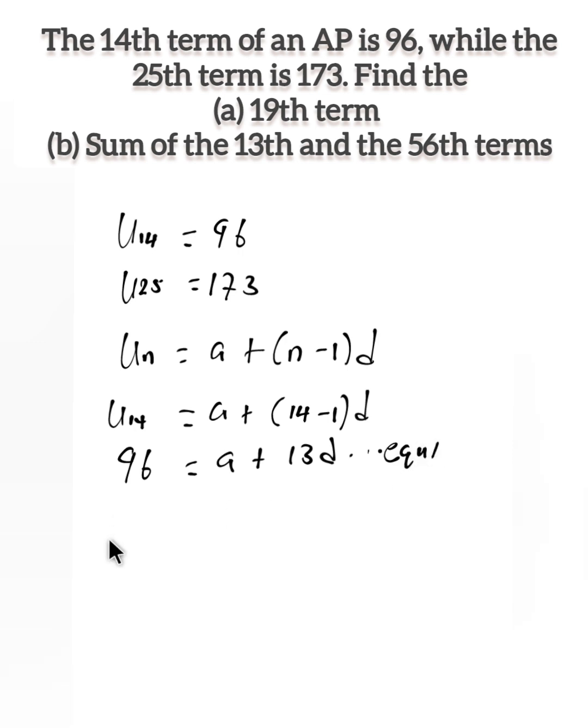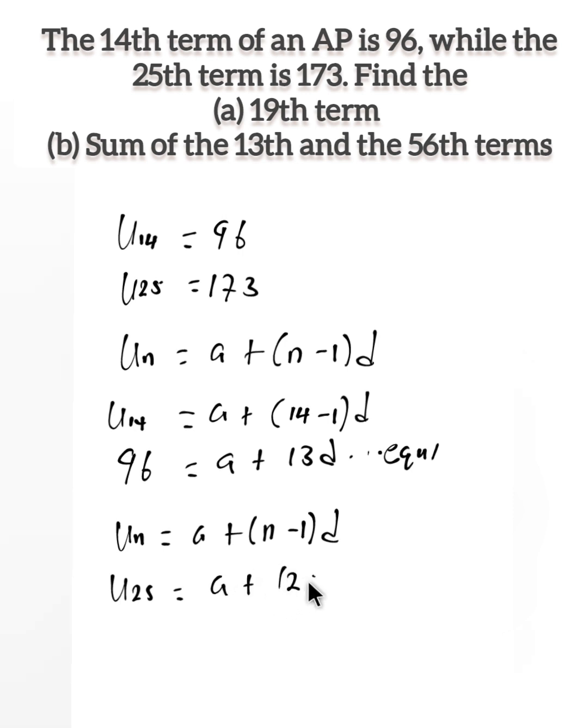Now let's work with U25. Recall that Un is equal to A plus bracket n minus 1 D. So U25 is equal to A plus 25 minus 1 D, because n here is 25. Now U25 is equal to 173, so 173 is equal to A plus 24D. And this should be equation 2.